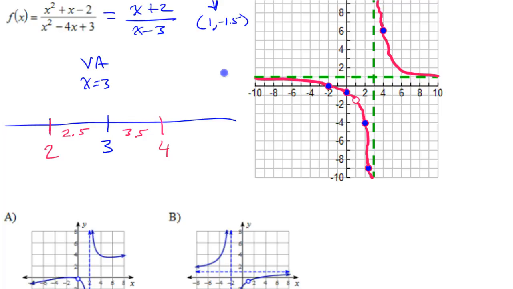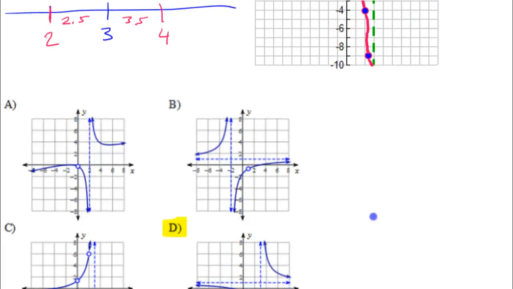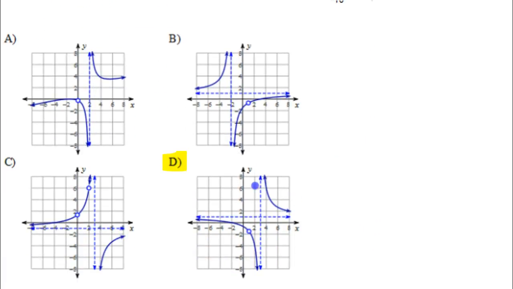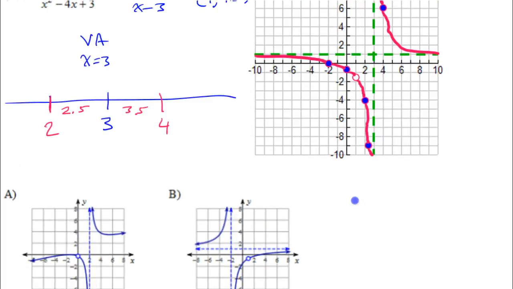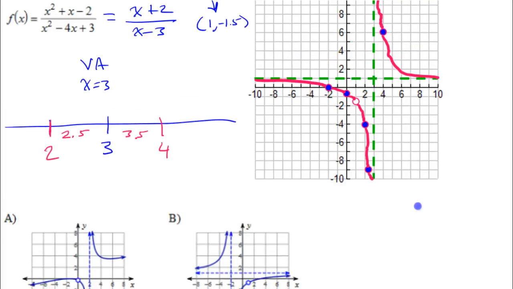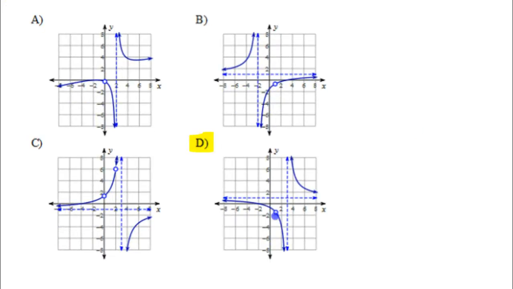Vertical asymptote at 3, horizontal asymptote at 1. Okay, yep, vertical asymptote at 3, horizontal asymptote at 1. And we have a hole at (1, -1.5). Okay, so that looks about right. So the answer is in fact D.